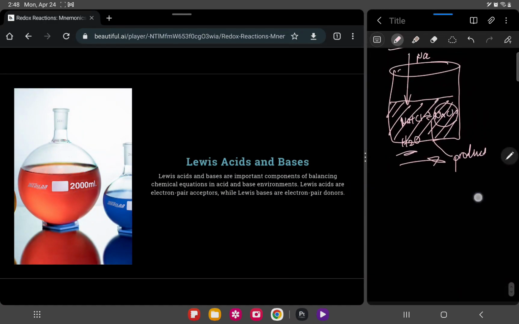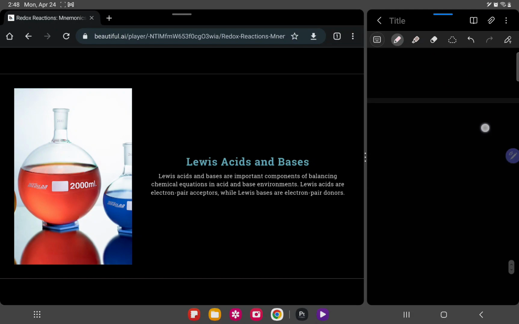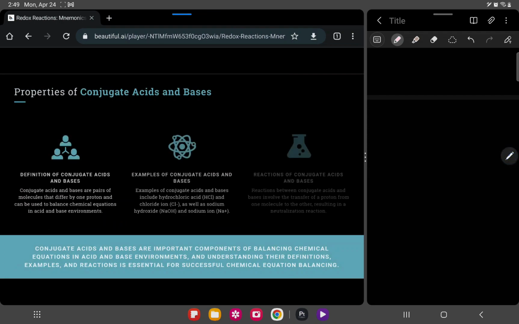So we also have acid and base, Lewis acid and base. Lewis acid and base is an important component of balancing equations. Lewis acids are electron pair acceptors, while a Lewis base is an electron pair donor. So you may be asked in the exam, in your quizzes or in your assessment, which in the following redox reaction equation is the Lewis base or Lewis acid. So you have to take note of this one.